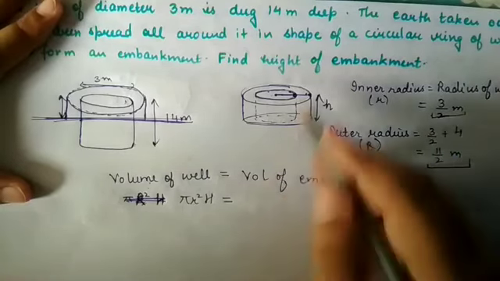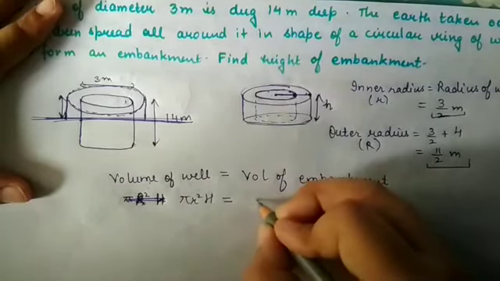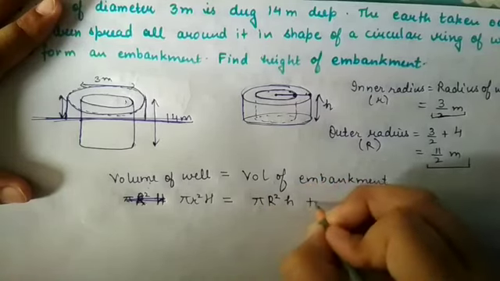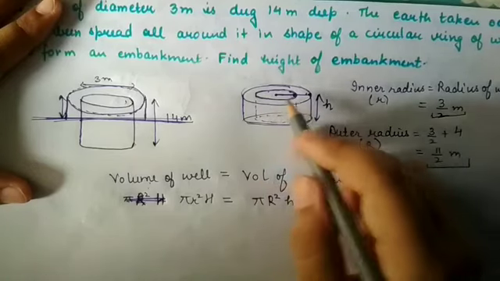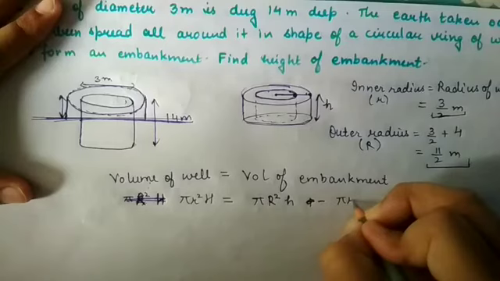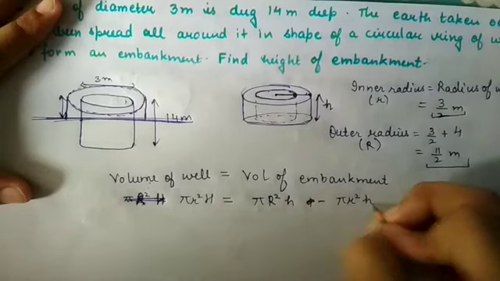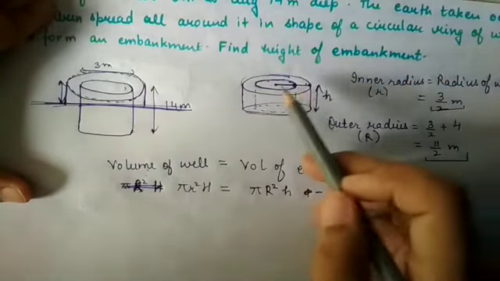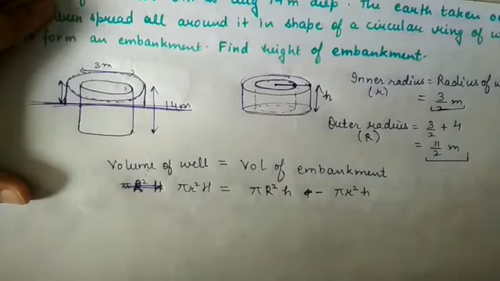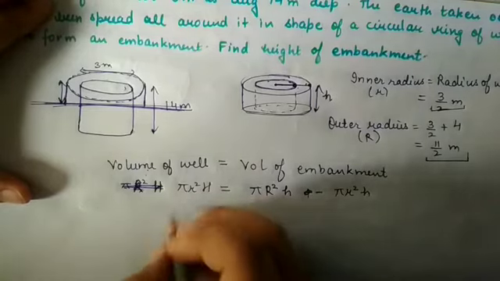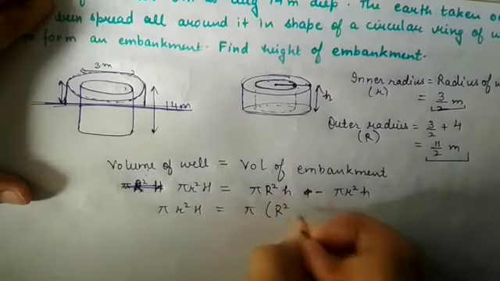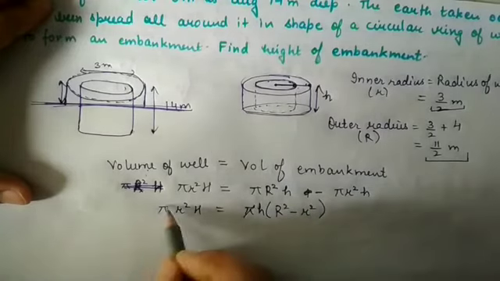Volume of embankment is volume of outer cylinder, that is pi R square h, minus volume of inner cylinder, that is pi r square h. Okay, height will be same, just difference would be in radius. So this is our equation. Now see what you can take out common. Pi r square h is equal to pi h can be taken out common, so R square minus r square. So here pi and pi will cancel.